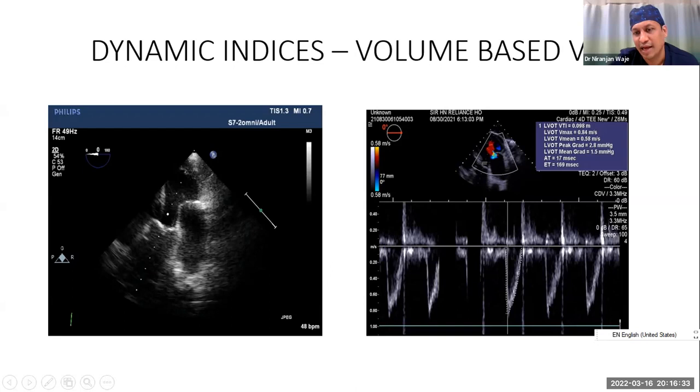If you trace the VTI and you trace all the readings, each flow is equivalent to the stroke volume of the patient. And if you see the variations of each of these tracings, you'll get an index. It will be similar to the SVV, stroke volume variation index.